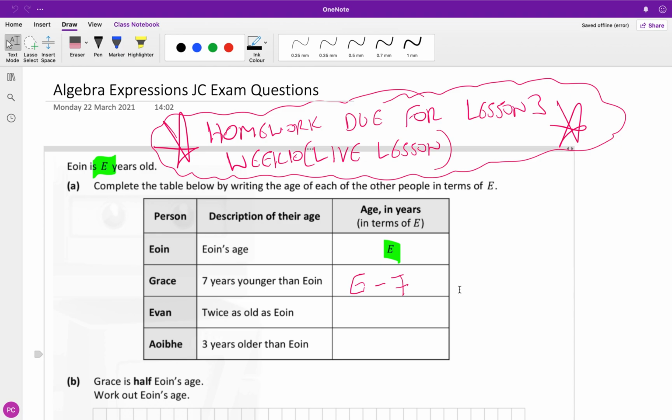Evan is going to be twice as old as Owen. So Evan is going to be 2 E's, 2 by E, or 2E. Ava is going to be 7 years older than Owen. So Ava is going to be E plus 7. So whatever E is, and 7 on top of that. So E could be 10, which would make Ava 17.